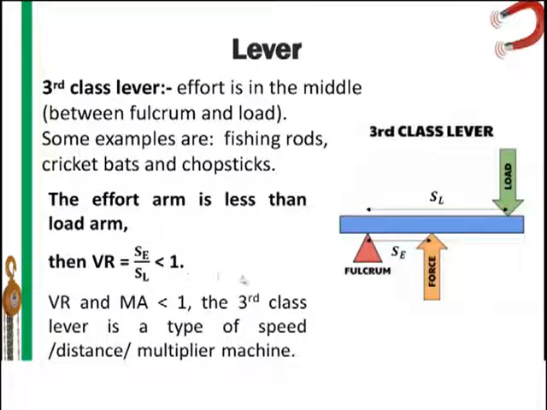So what does that mean? Because the value is less than 1 for the velocity ratio, it means that the mechanical advantage is also less than 1. As a result, the third class lever is a type of what we call a speed or a distance multiplier. So it's not going to be a force multiplier, but it will be a speed or a distance multiplier.